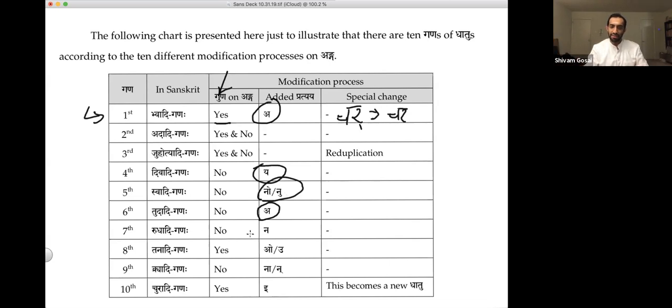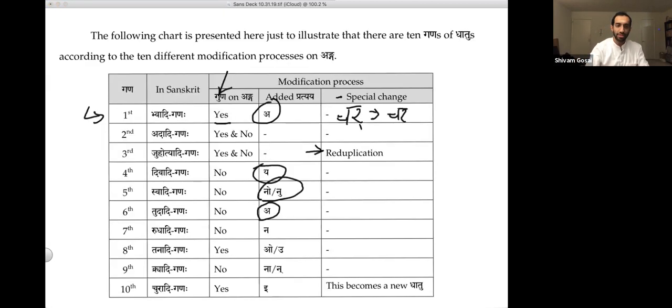Each of these has slightly different changes that separate it from the others, and sometimes there's another special change. For example, in the third gana, there's something called reduplication, like in the word jignasa, where nya becomes nya nya, and then it becomes jignya. Too much information. What I'm trying to say is that there are 10 different groups.